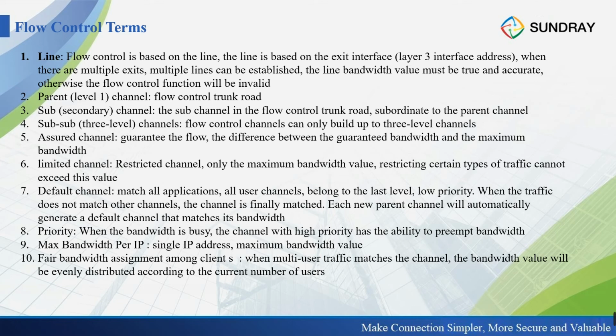The hit rule is from the top to the bottom. They first hit the parent channel, and then go from the parent channel to hit the sub channels. We have assured channels and limited channels, and we also have the default channel. If you haven't done any configuration before, as soon as you enable flow control, it will have the default channel. By default, all the traffic will go to the default channel. Priority also goes from the top to the bottom. We also have max bandwidth per IP and fair bandwidth assignment among clients. Let's look at them one by one.